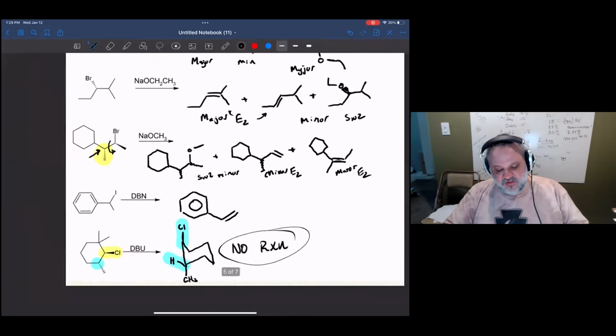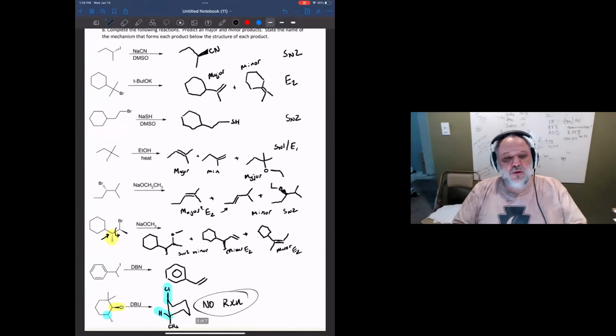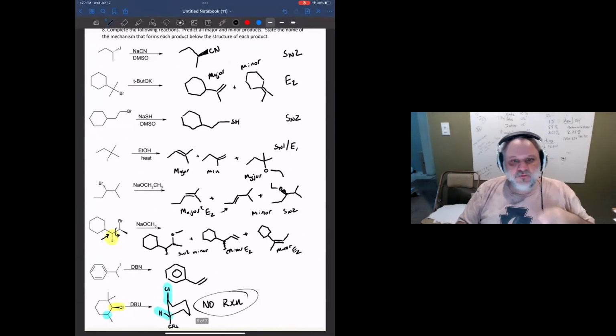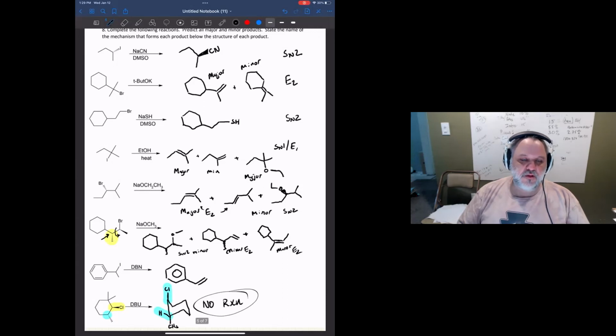Okay, I know that was a lot of work. We had a lot of different reactions to consider, but this is what you need to be able to do in order to be successful in organic chemistry, especially when we're talking about organic chemistry 2. You need to be able to go through this, and essentially this maybe even a little bit faster than I did. Okay, thanks.